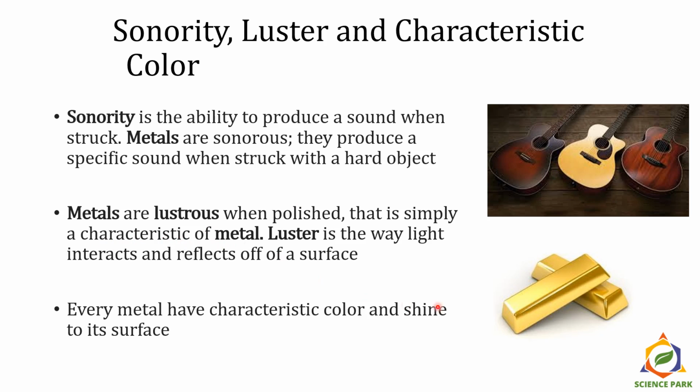Metals are lustrous. They are shiny when they are polished. That is simply a characteristic of metal. Luster is the way light interacts and reflects off the surface of metal. Every metal has characteristic color and shine to its surface. Like we always get to know, if it is shiny yellow, it is gold. Little less shiny and yellow, it is always copper. Pure copper is reddish. Bye bye for now.